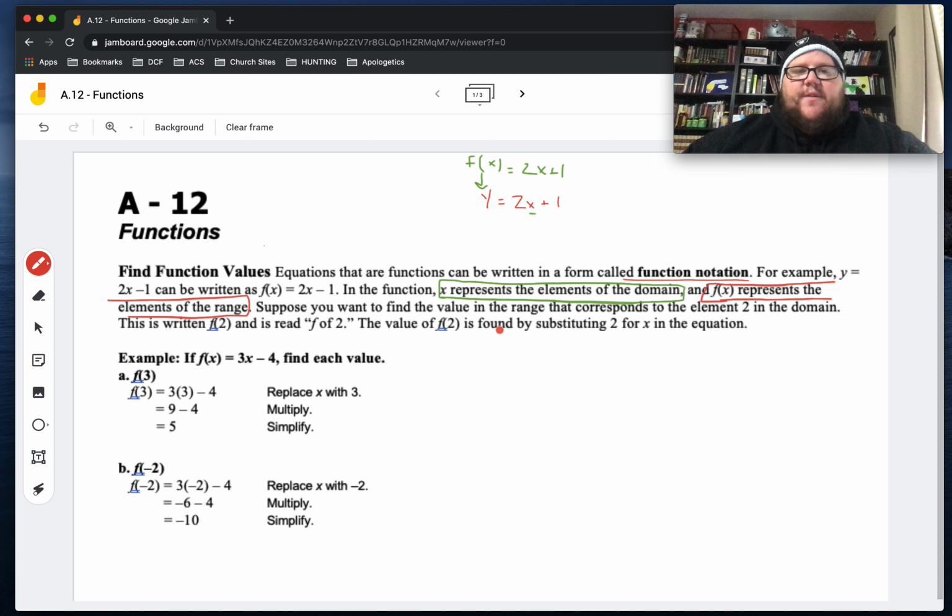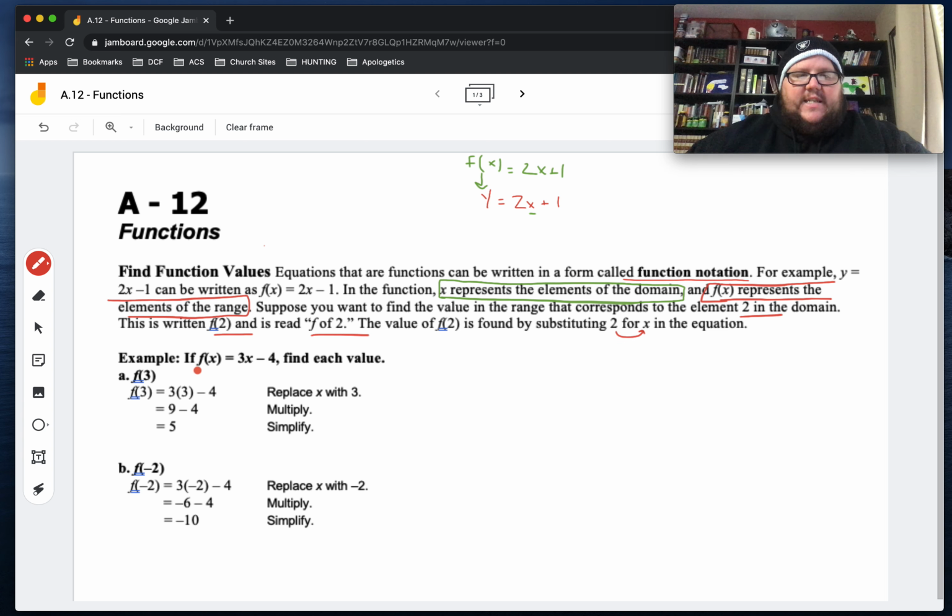Suppose you want to find the value in the range that corresponds to the element 2 in the domain. That is written f of 2. It's read function f of 2. So x would be 2. The value of f of 2 is found by substituting 2 in for x. 2 goes in for x.